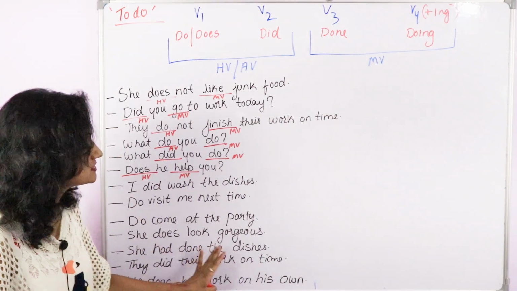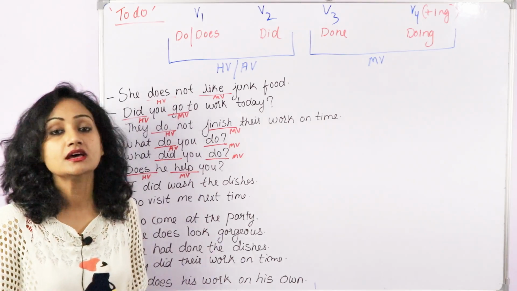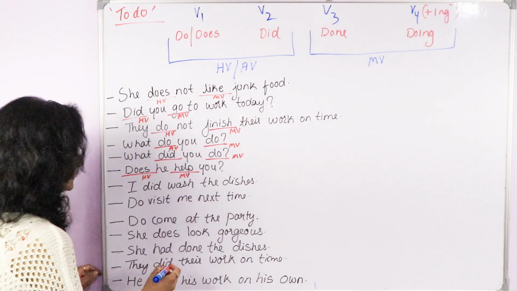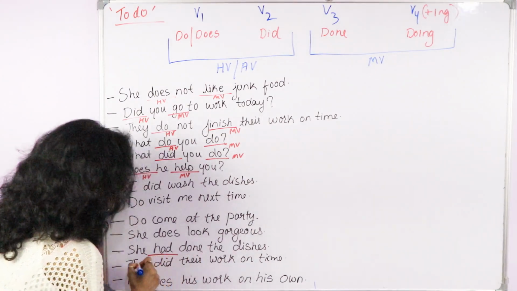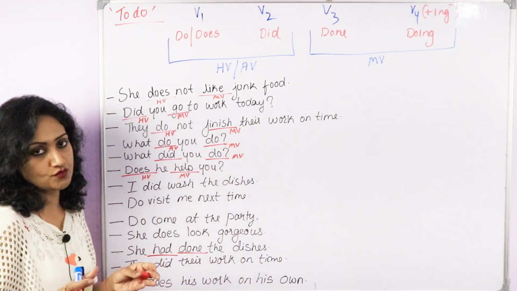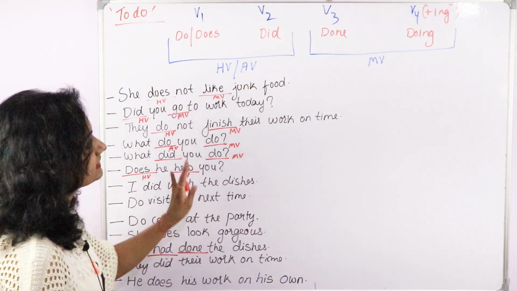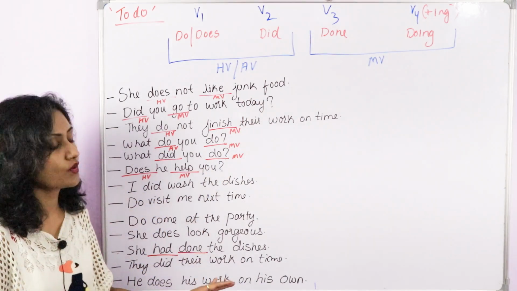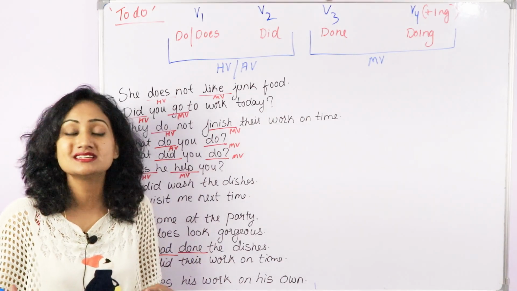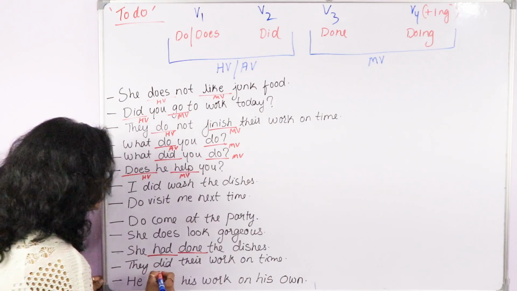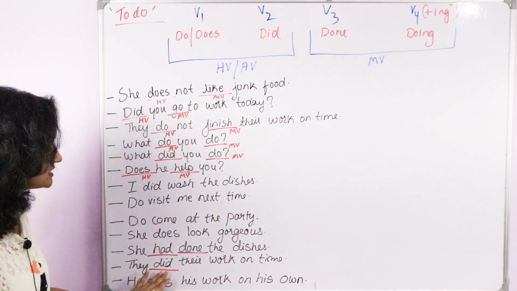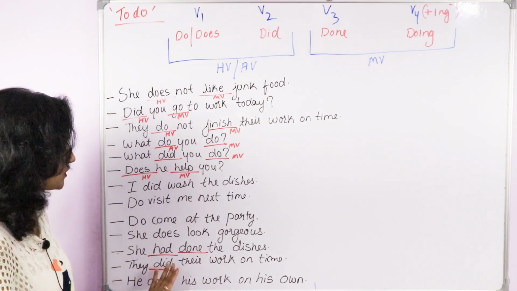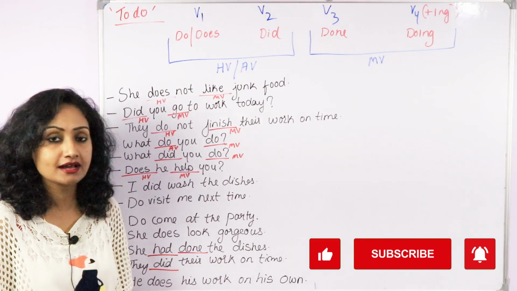Next is she had done the dishes. So this is past perfect tense. Subject plus had plus third form of the verb. Okay, so here had is the helping verb and done is the main verb. Third form of do is done. Okay, next is they did their work on time. So this is simple past. They did their work on time and this is the main verb here. Did, second form of the verb do, and this is simple past, so subject plus second form of the verb. They did their work on time.